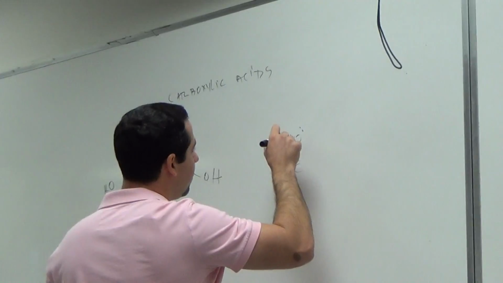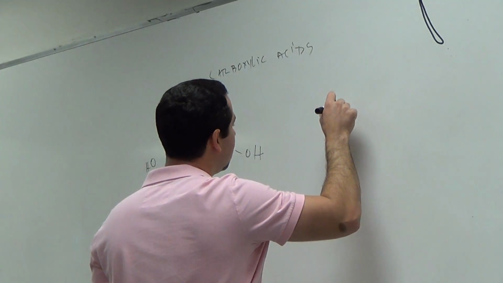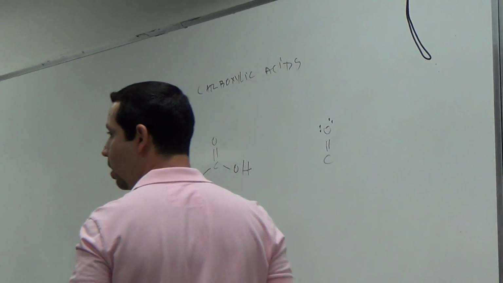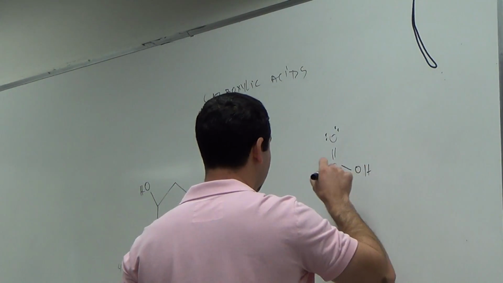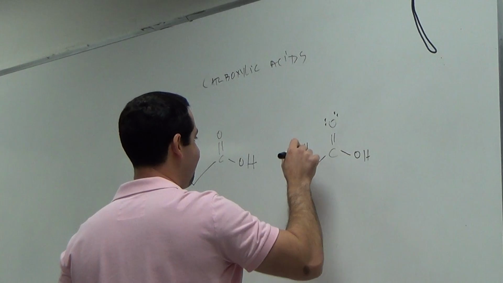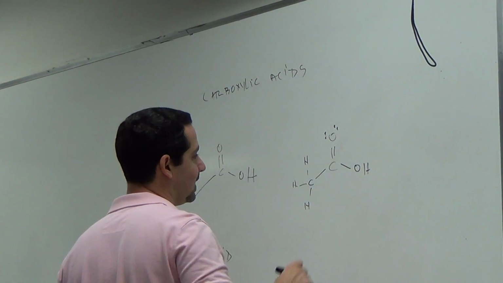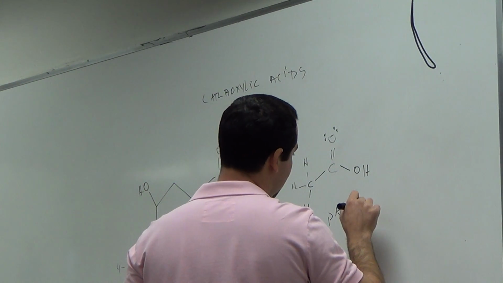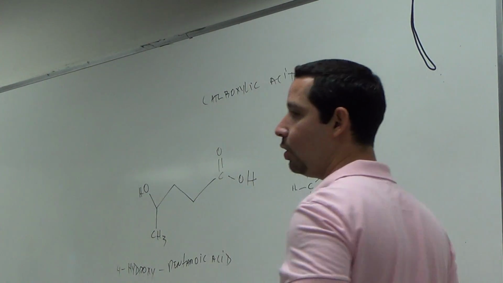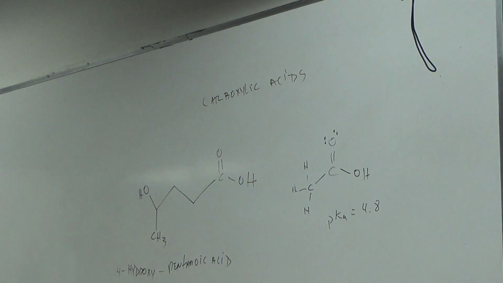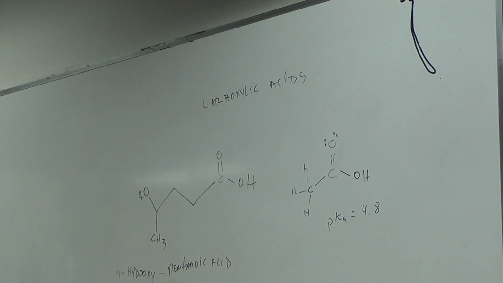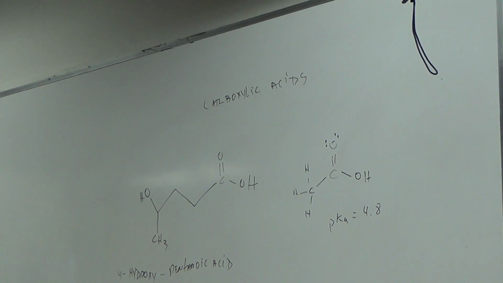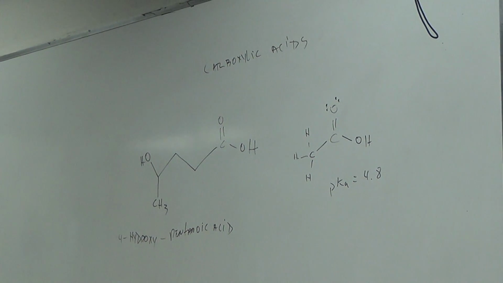Stuff we learned in 1046, yes? Carboxylic acids make hydrogen bonds, yes or no? The pKa of this is more or less 4.8. You do not have to memorize any of the pKa's, okay? You do have to have an idea of which one is more acidic than the other.